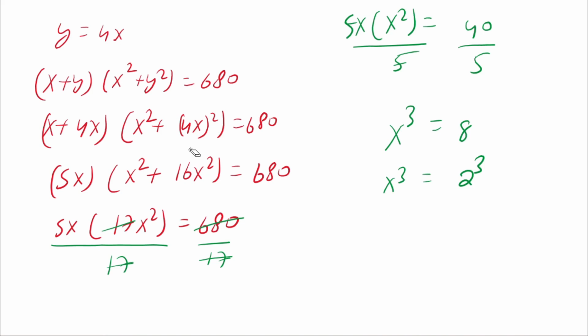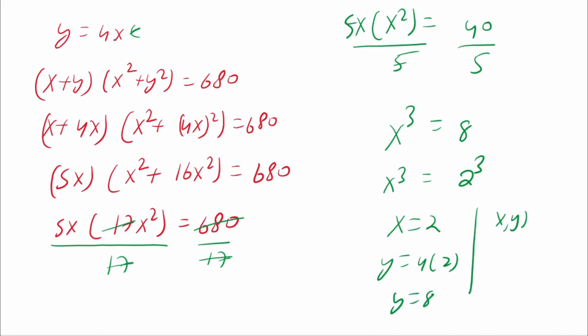So here the value of x is 2, and we know that equation second is y is equal to 4 times x, then y is equal to 4 times 2, then y is equal to 8. So our solution is, if x is equal to 2, then the value of y is 8. This is our final answer.